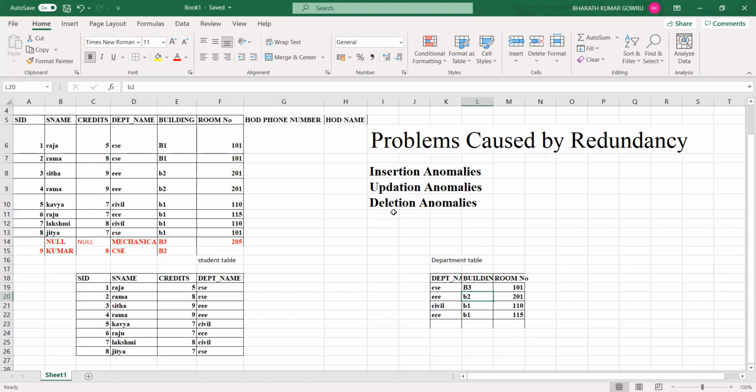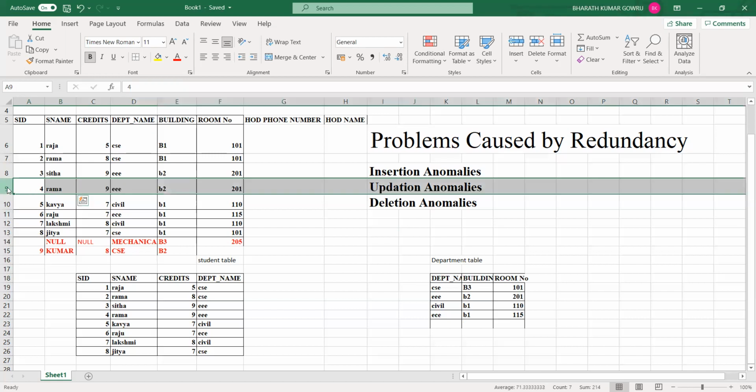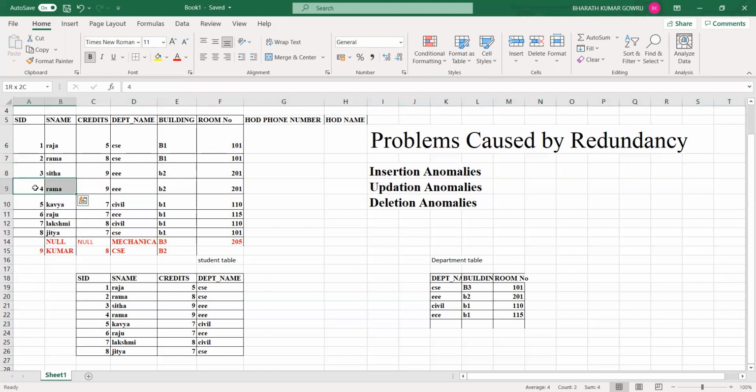Suppose we consider the deletion anomalies. What is the meaning of deletion anomalies? By mistake, a student ID is not promoted to another semester. At that time we would delete all the information: student ID, student name, credits, department name, building, room number. But now we simply delete the student ID Rama, credits, department name. Another department, EEE, is also available with student ID 3. Now we delete simply the student details of that student ID only.